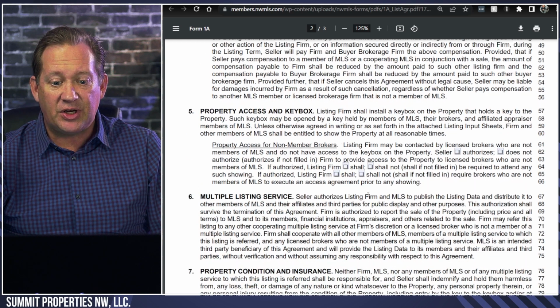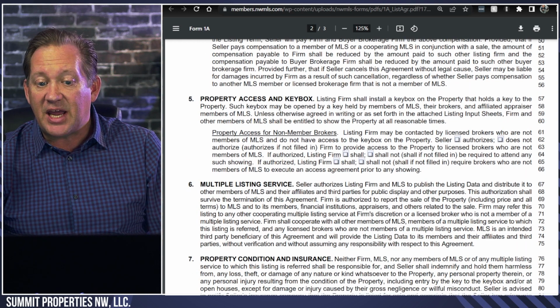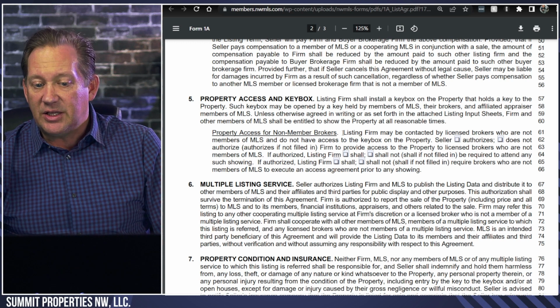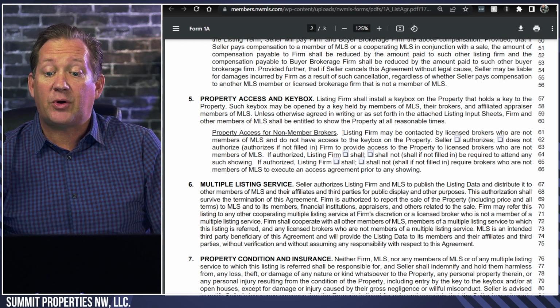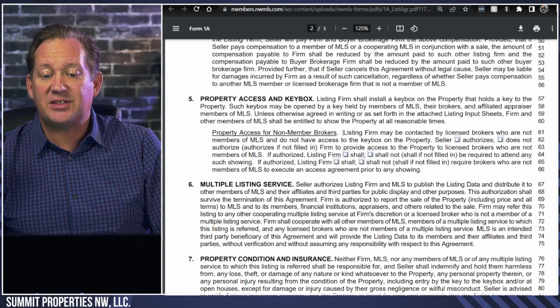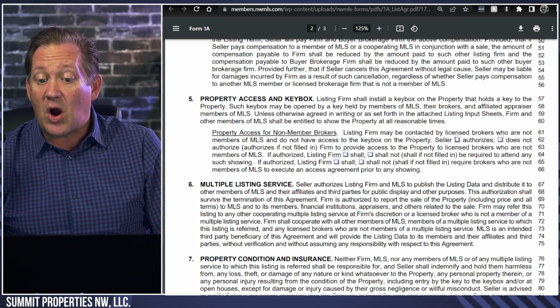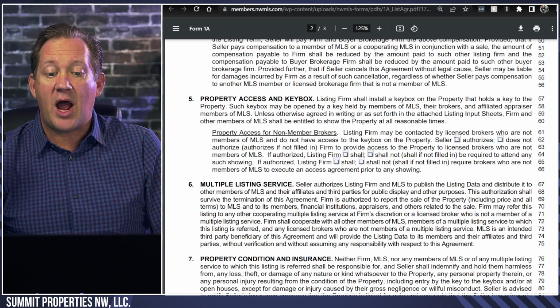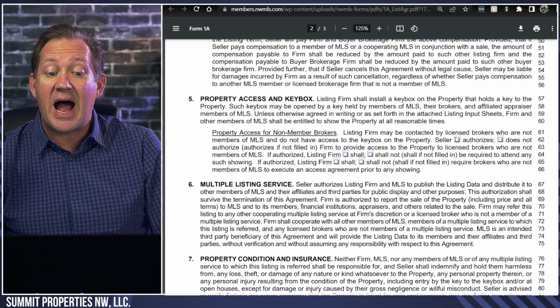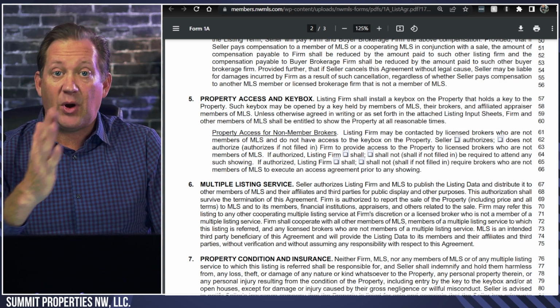Okay, then we go on to property access and Keybox. Property access for non-member brokers. Listing firm may be contacted by listing brokers who are not members of the MLS and who do not have access to the Keybox on the property. Seller authorizes or does not authorize firm to provide access to the property to licensed brokers who are not members of the MLS. We're breaking that down.